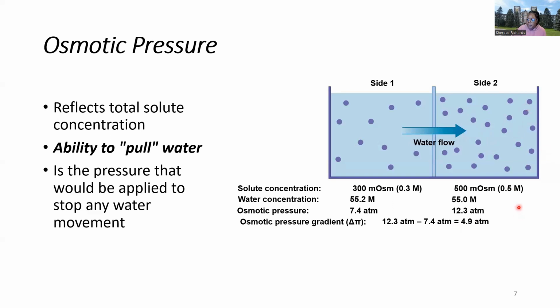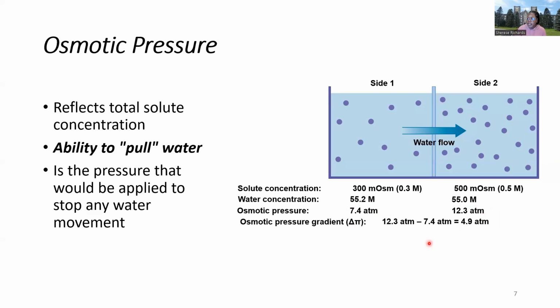Therefore, the osmotic pressure on side two is 12.3 atmospheres, representing that this is a force of movement. On side one, it is 7.4 atmospheres. And so we can think about water as moving against that osmotic pressure gradient. It's going to move from a low osmotic pressure to a high osmotic pressure. So it's going to move from side one to side two.